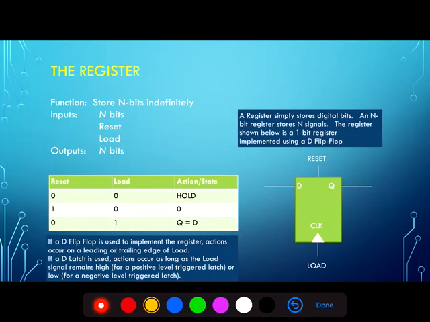In this D flip-flop, when the reset signal and the load signal are both 0, the flip-flop will hold its value and store a digital bit. When reset is high, on the other hand, the output will reset to a value of 0. And when reset is low and load is high, then the action or state will be that Q, the output of the flip-flop, becomes the value of D, and a new bit becomes stored in the register.